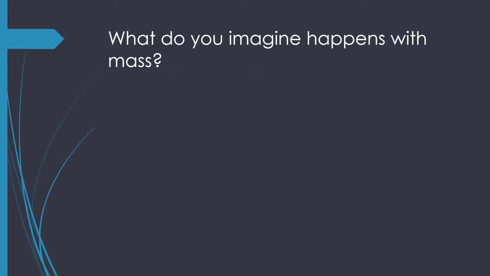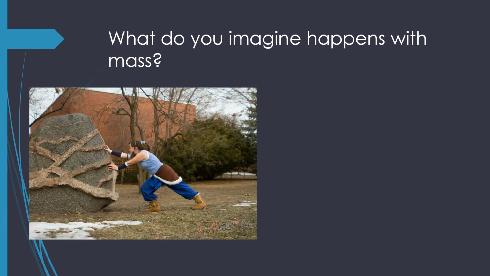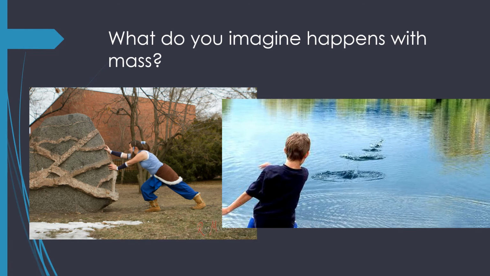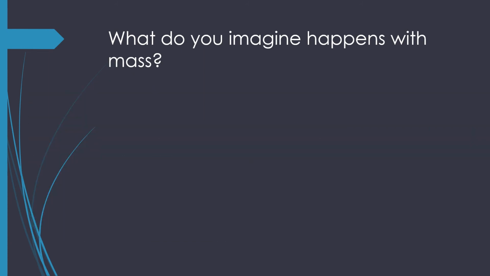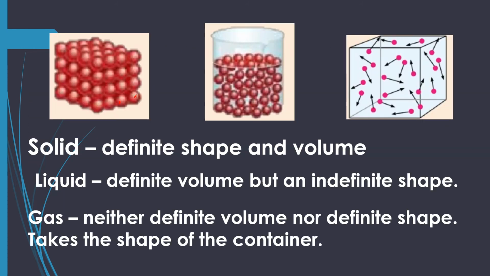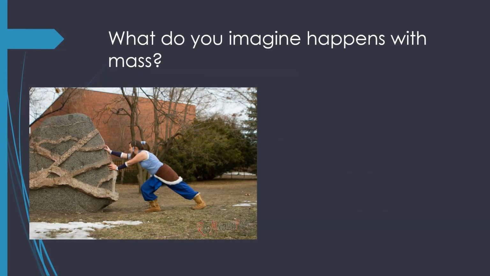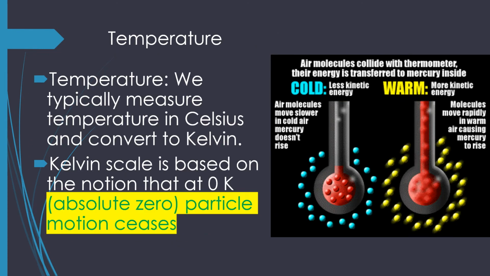So, what do you imagine happens with mass? As the mass of something gets bigger, it's harder to move around. And because of that, things that have more mass do tend to be solids more than gases. So if we go back to our periodic table, a lot of the gases don't weigh a lot, and a lot of solids weigh a significant amount. But we'll get into that some more later.